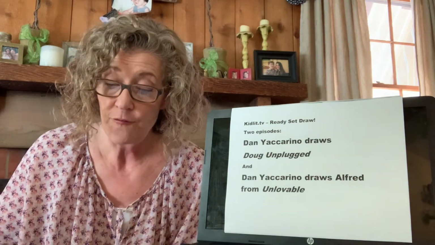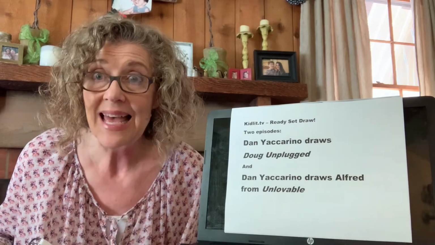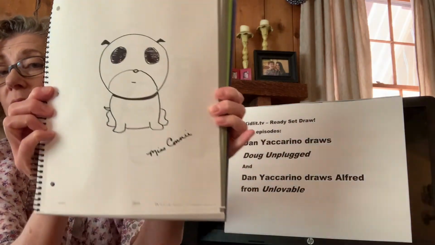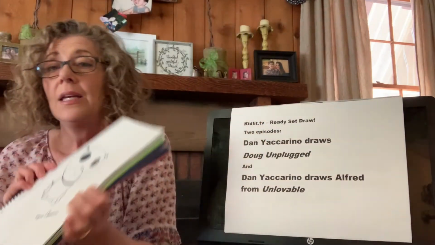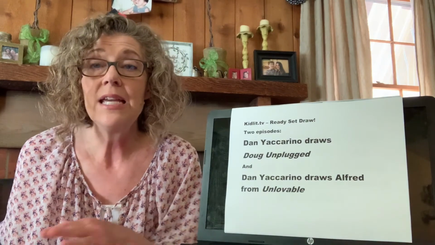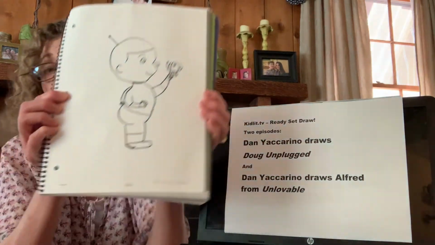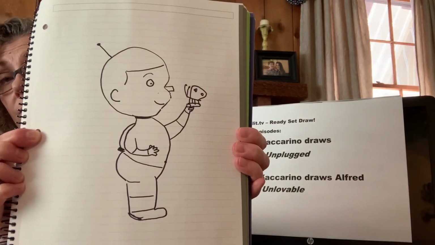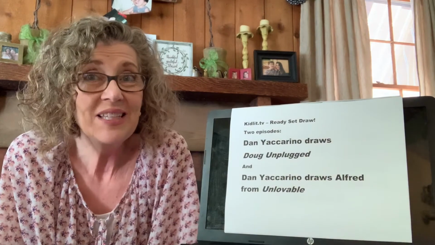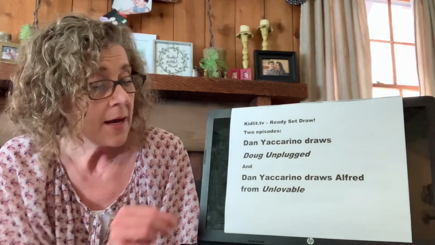One is Alfred from Unlovable. And so I watched the lesson and I drew Alfred from Unlovable. It was really fun. And then he also does another lesson where he teaches you to draw Doug Unplugged. He's a robot. And so I was able to draw that too. And it was really fun. So if you have some time, maybe you would like to go and do that.